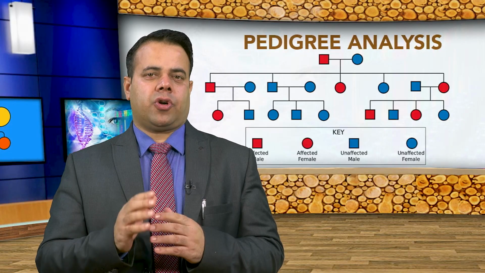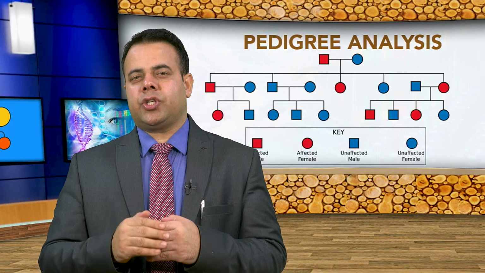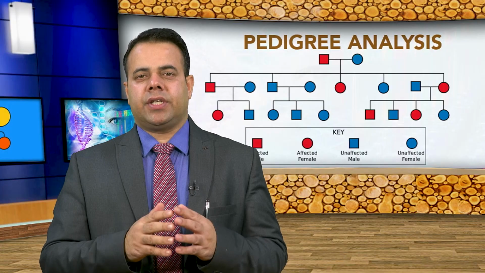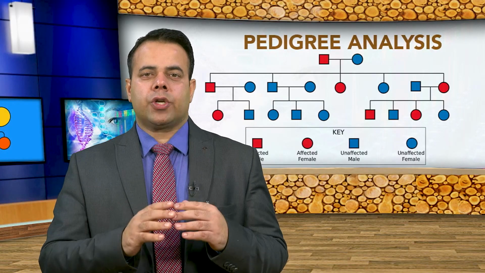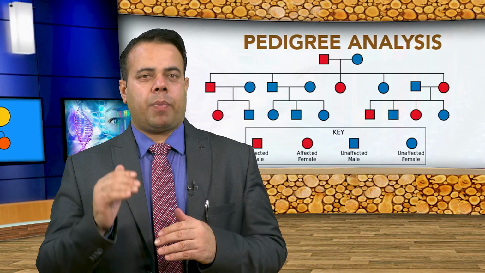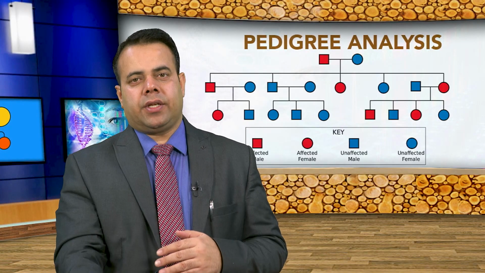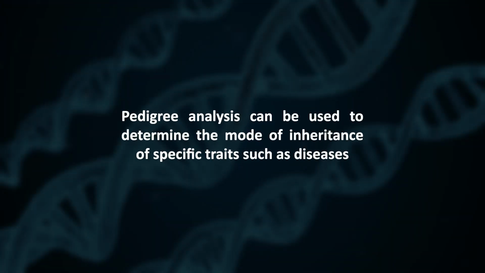A pedigree may be drawn when trying to determine the nature of a newly discovered disease or when an individual with a family history of a disease wants to know the probability of passing the disease on to the children. Pedigree analysis can be used to determine the mode of inheritance of specific traits such as diseases. If the mode of inheritance is known, a pedigree can be used to calculate the probability of inheritance of a particular genotype by an individual.